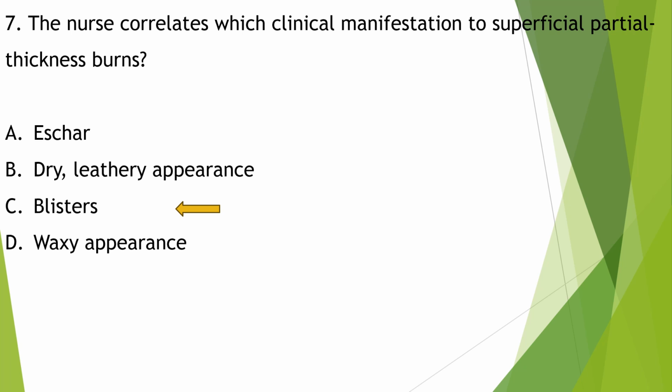Full thickness burns generally have no blister formation and are always very dry and feel like leather to touch. So here the superficial partial thickness burns have blisters.